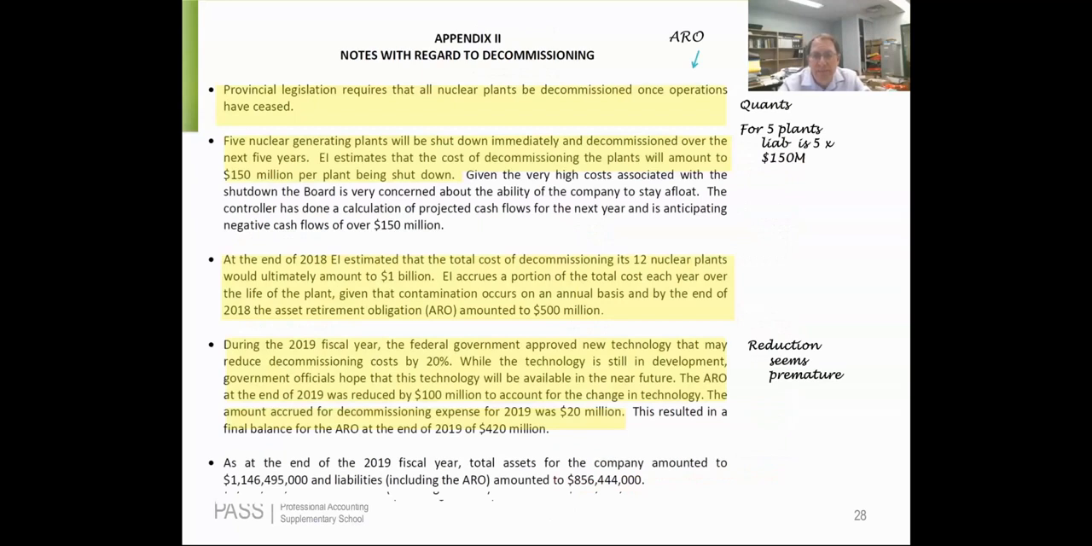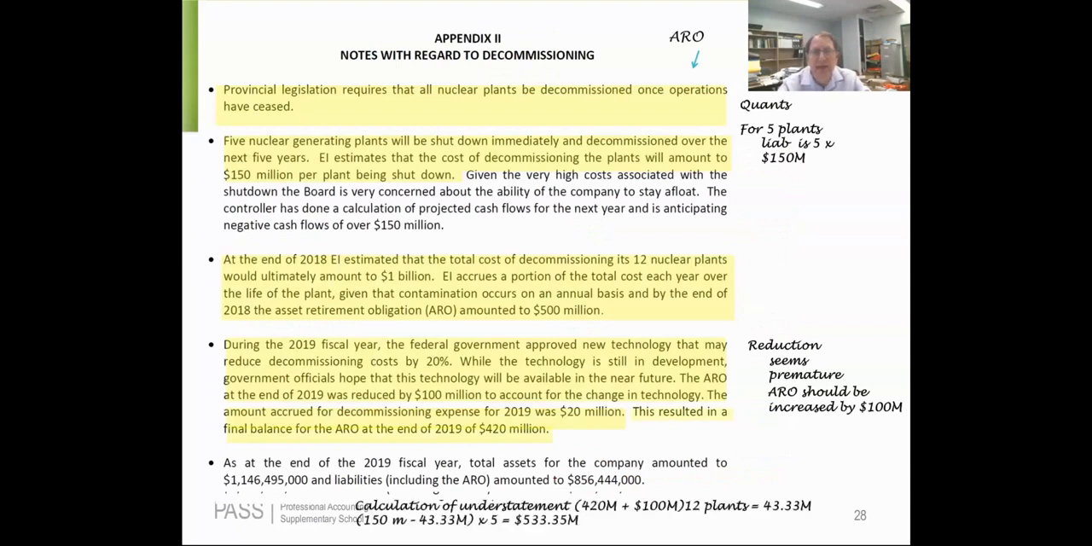Okay. So now people look, increase of 100 million. Okay, fine. 420 million. Okay. People look right at the bottom. Can you guys see the bottom here? What's the problem with the accrual for the ARO? Somebody just spell it out to me. We asked you in the required, is it sufficient? What's the problem?